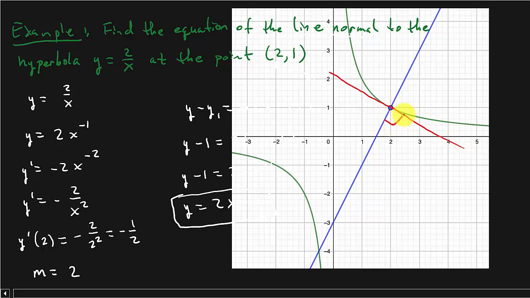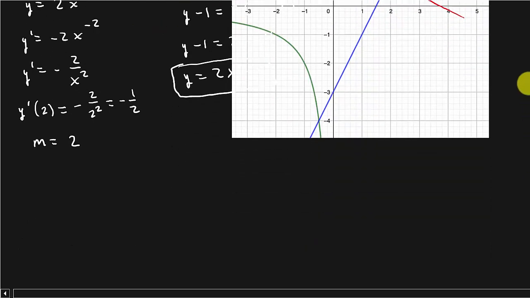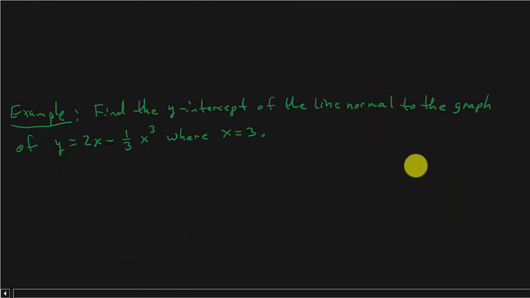The blue line is your normal line. This right here is the graph y equals, what was it, 2x minus 3? Yeah. And then the green line is your y equals 2 over x. But this blue line, that's your normal line. And see, it's perpendicular to the tangent line right here. All right, let's look at another one.